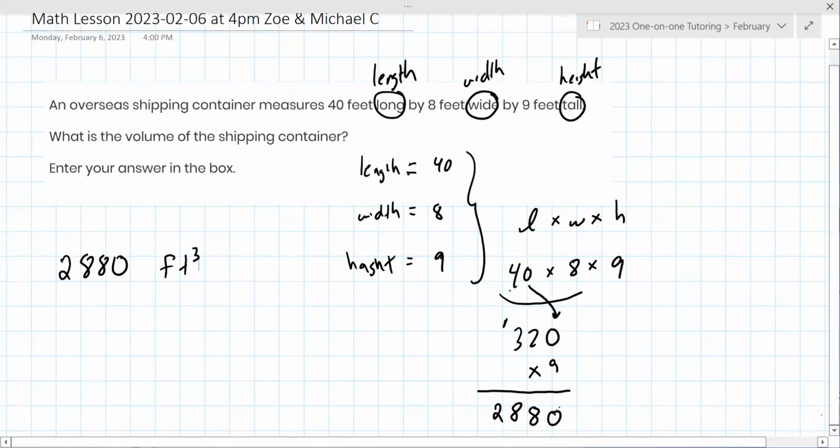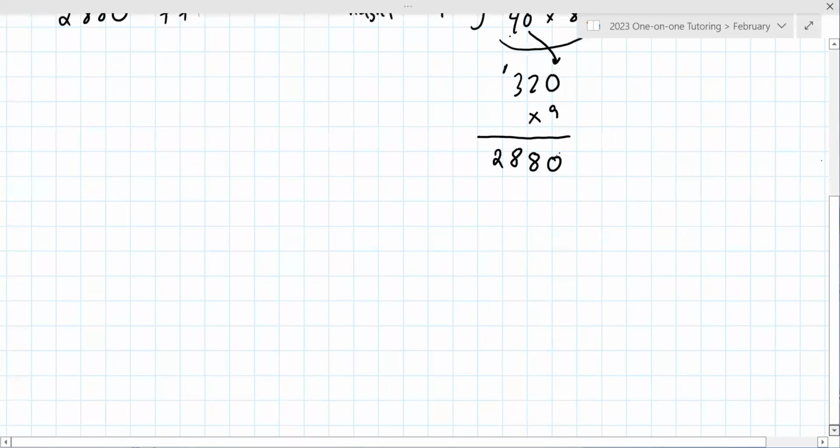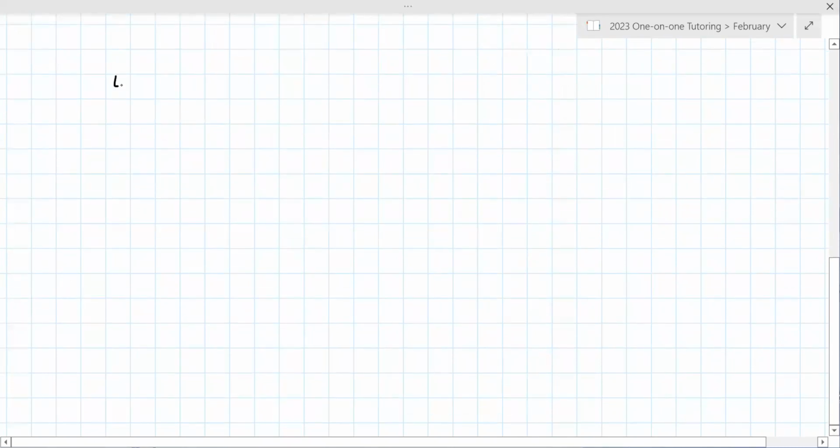Okay, so let's have you really quickly try another multiplication problem here. Let's have you try 425 times 7. Okay. Go ahead and work that out, please.